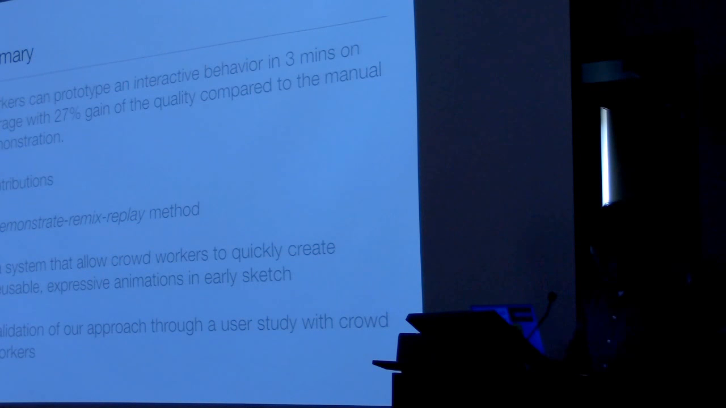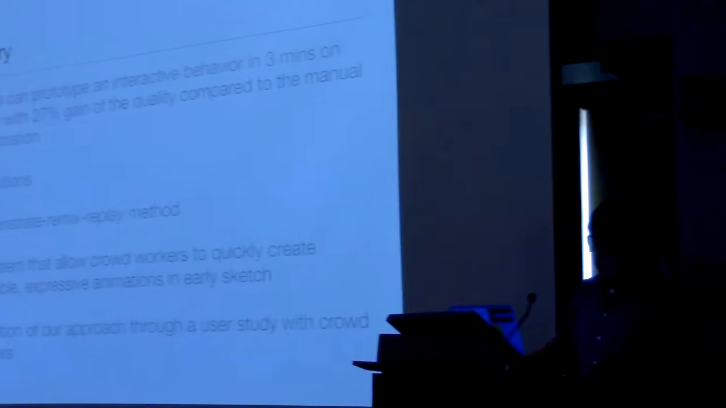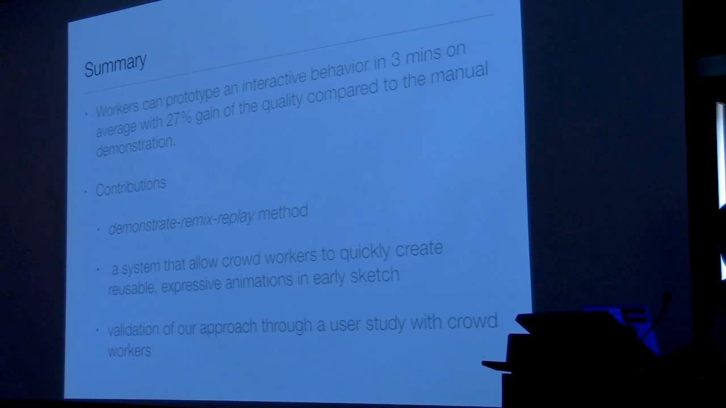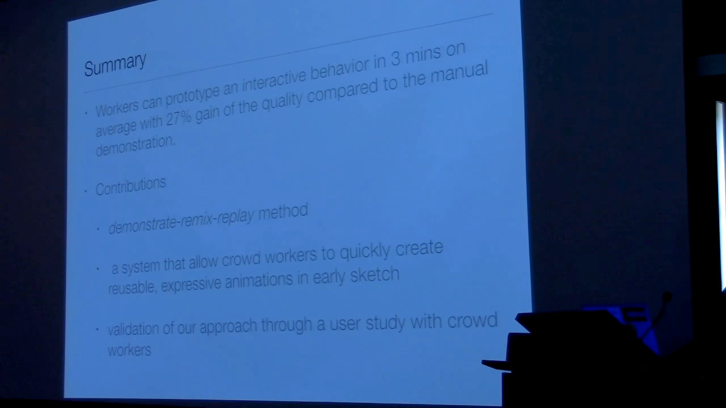In summary, workers can prototype interactive behavior in an average of 3 minutes with a 27% gain in quality. Our contribution is the method of demonstrate, remix, replay that could be applied to different domains, a system that allows crowd workers to quickly create interactive behaviors, and the user study that we did to validate the system.